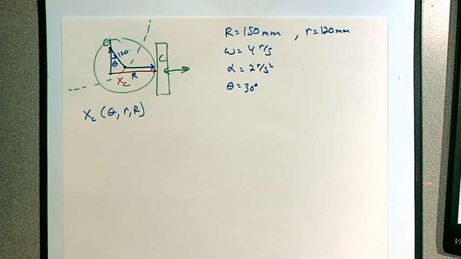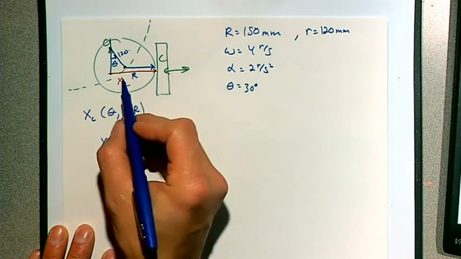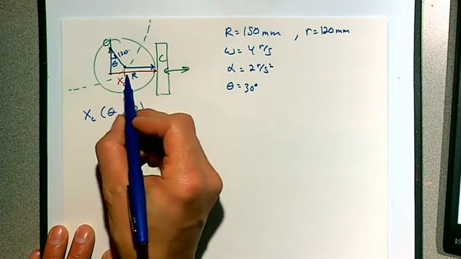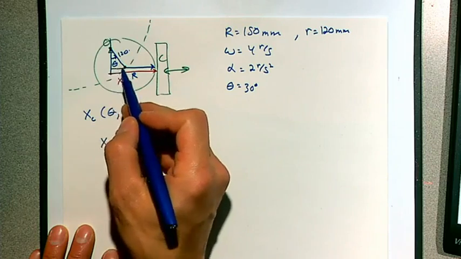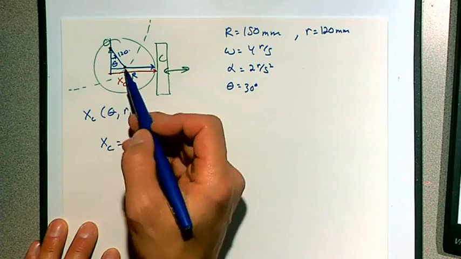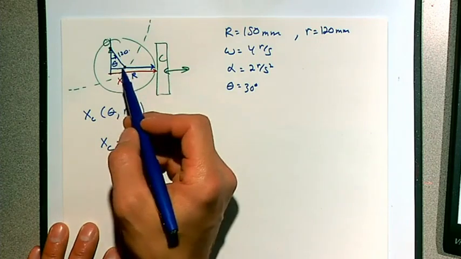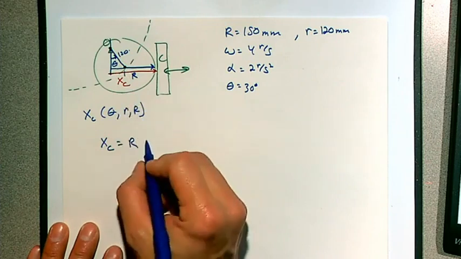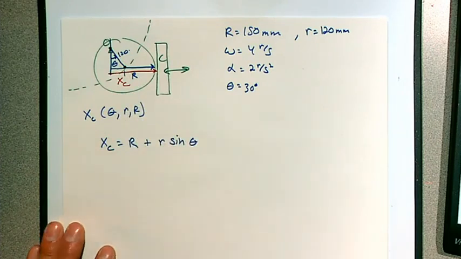So from this drawing, it's kind of easy. We can just use some geometry to pull that off. X of c, kind of two pieces. First, I've got big R, easy. And then I've got this little leg from the rotation. And for us, if that's angle theta, that's 120. This would be my sine leg. Little r sine theta.